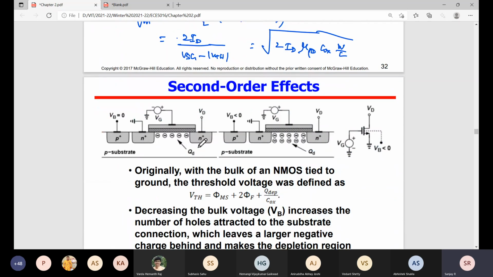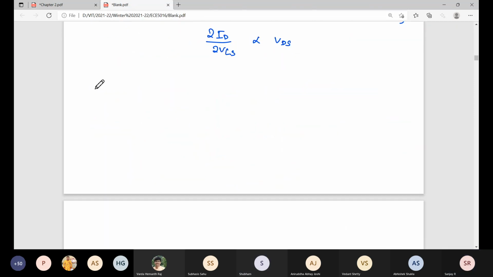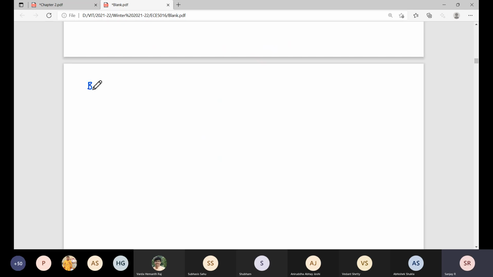Now we'll come to second order effects. First we'll start from the body effect. Can you remember what is the body effect or backgate effect? Source and bulk are shorted. Okay, what is the effect of the body effect? Threshold voltage is controlled by the body terminal. That is okay. So let me write. I will write here: body effect.